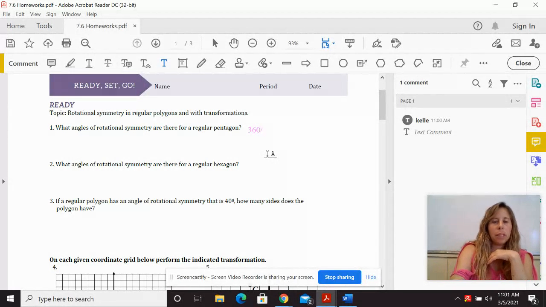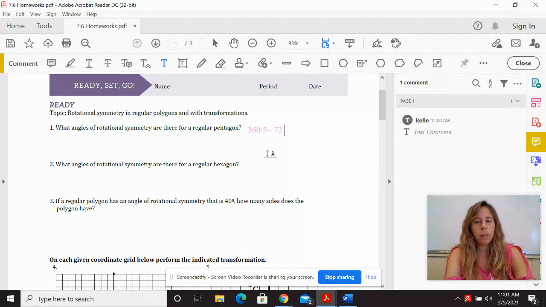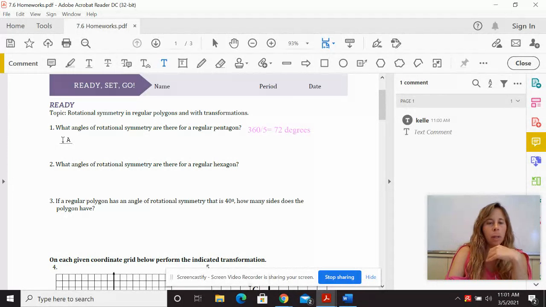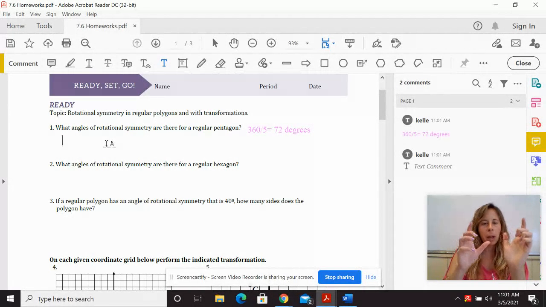Okay, so 360 divided by 5. You can do it on a calculator. 360 divided by 5 is 72. 72 degrees. So, if I were to rotate a regular pentagon, remember, regular means all the sides are the same length. All the sides and all the angles are the same. So it's going to be 72 degrees.